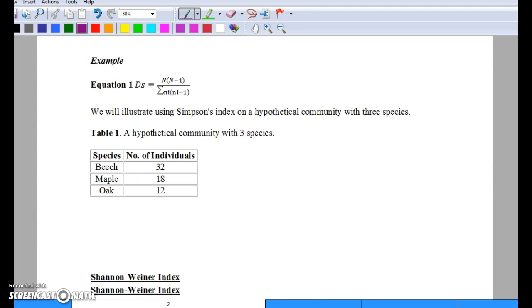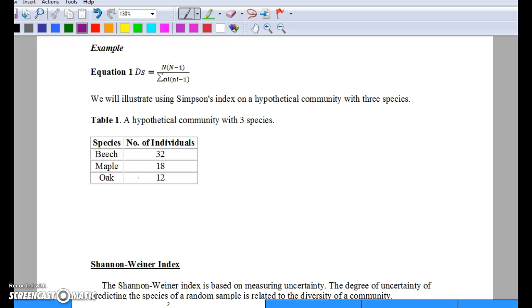So let's take a look at an example of this. You can see the equation is there again for you. If we're looking at the Simpson's index for this hypothetical community with the three different types of species, our goal is to calculate DS, or the diversity. In order to do that, we first need to calculate N, which again is the total number of individuals of all the species. So we're going to take 32 plus 18 plus 12, and that gives you 62. So 62 total individuals or organisms. And then to calculate DS, we're just going to plug in our values. Each of these values is an ni, or a number of individual species. So our first portion of the equation is N, so 62, times N minus 1, so times 61.